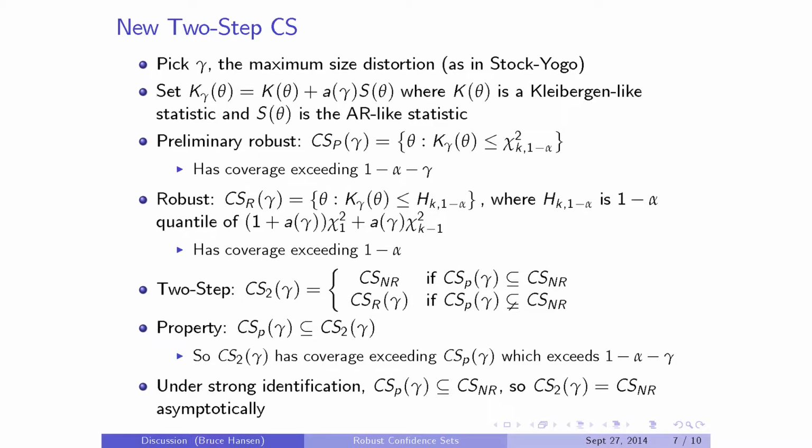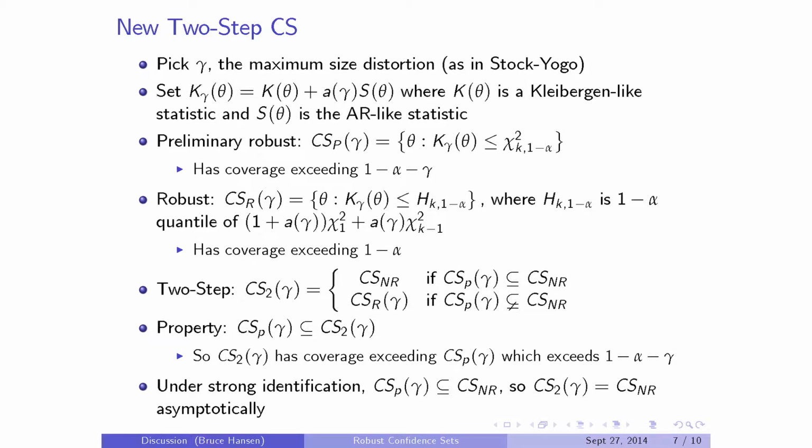Okay? And then we're going to form a preliminary robust confidence interval based on this, which is a function of this gamma. And that is designed to have coverage which is 1 minus alpha minus gamma, so it has a smaller coverage probability. Therefore, it's going to be nested within the other one. And then we design a robust confidence interval which uses the correct critical values, not the bad critical values. And that has coverage which exceeds 1 minus alpha, but could be too conservative.